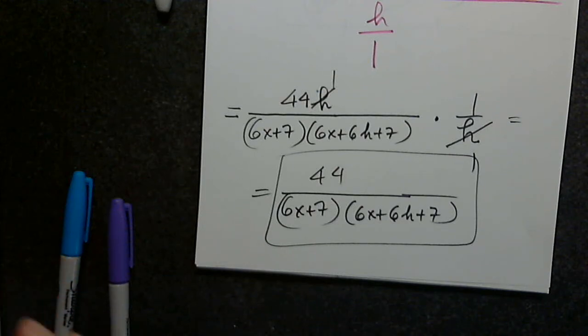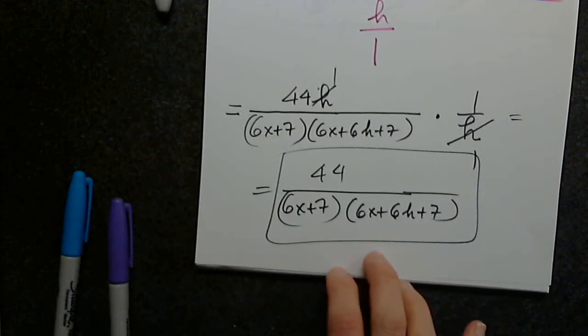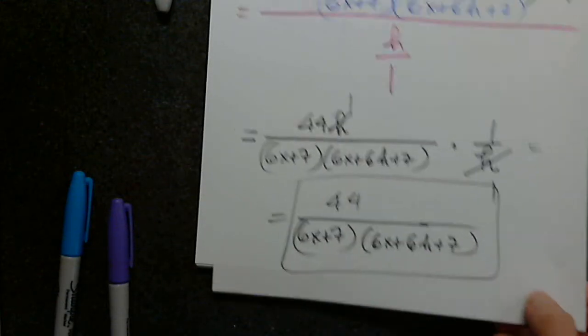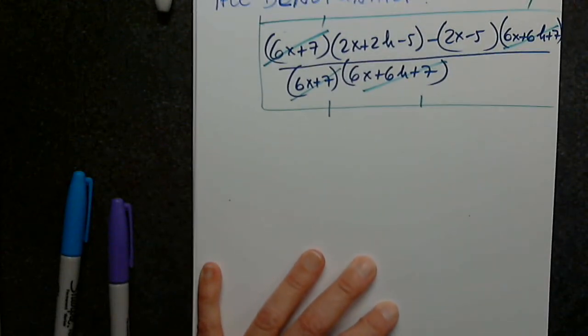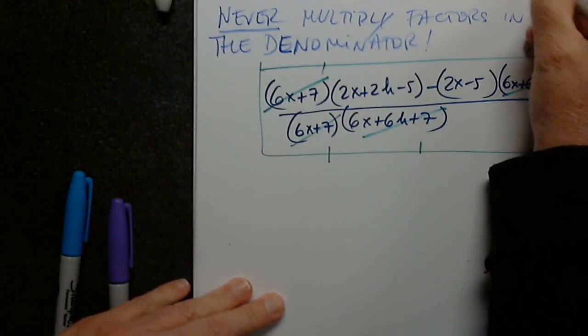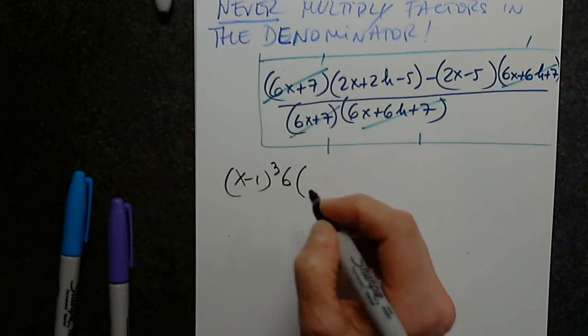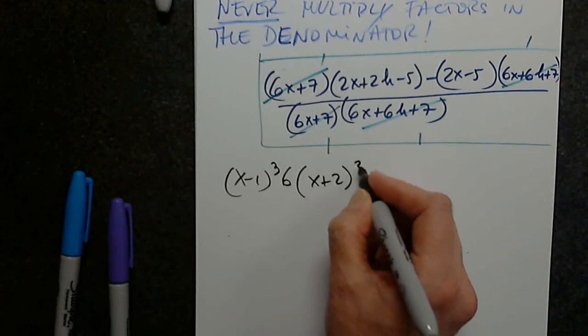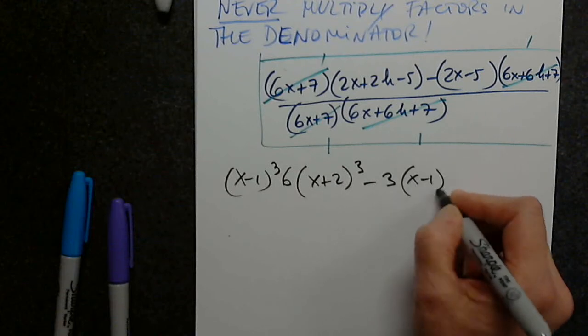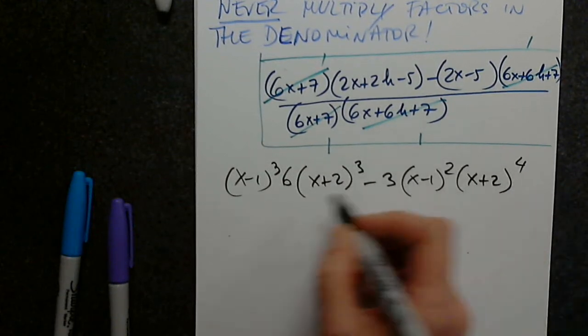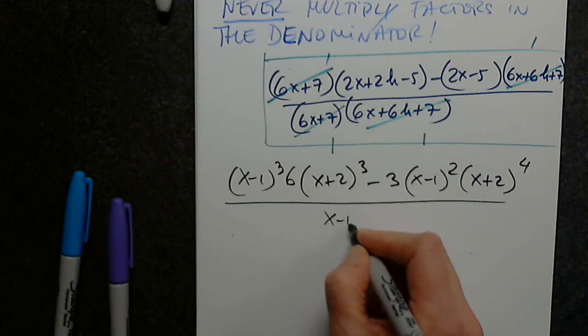Okay, moving on to this. It's an extremely important problem because being able to simplify by factoring is a huge topic. Okay, ready? Any questions on the previous problem? Okay, here it is, x minus 1 to the third, 6 as a factor right there in the middle. They're trying to trick us. x minus 1 squared, x plus 2 to the fourth, and everything divided by x minus 1 to the fourth.